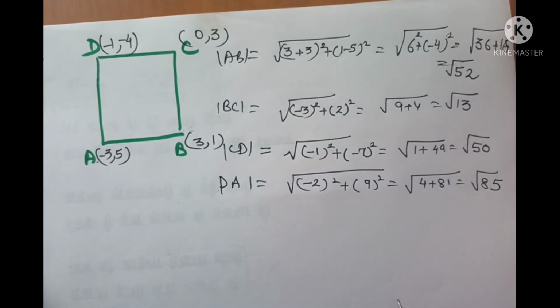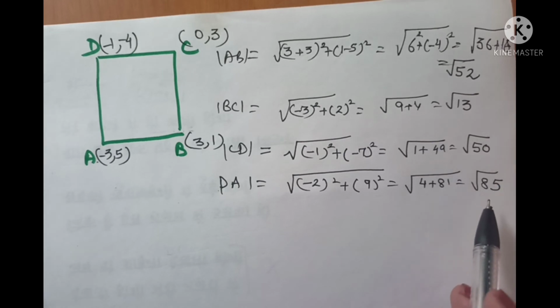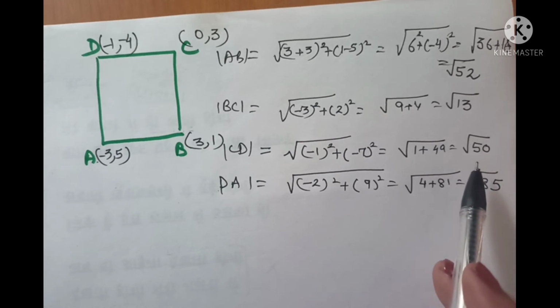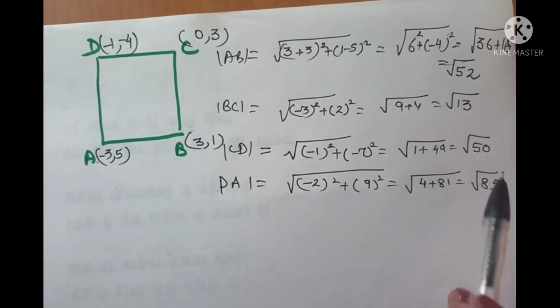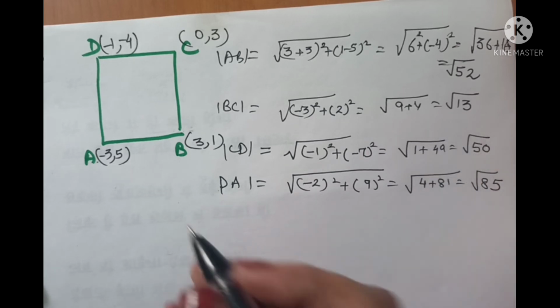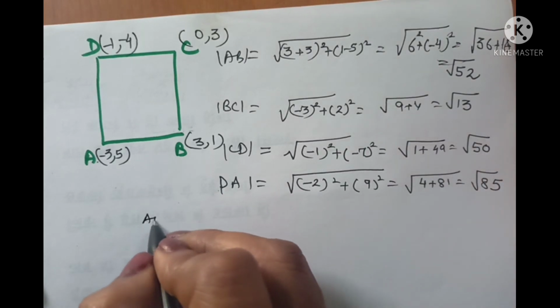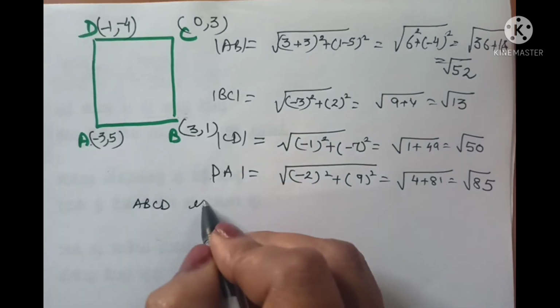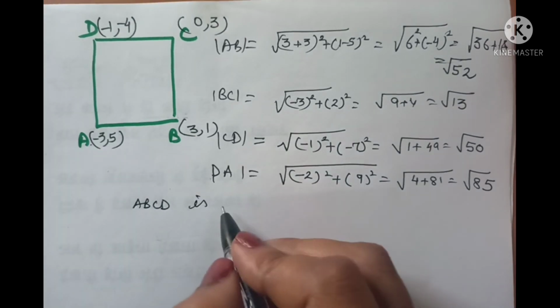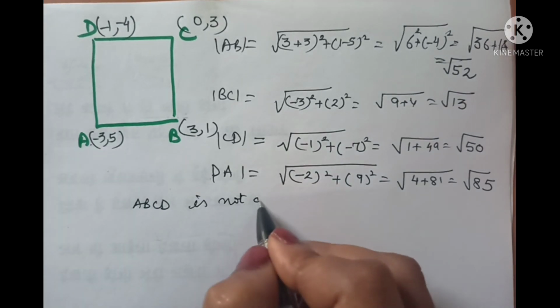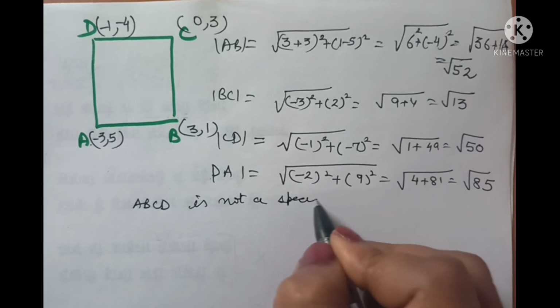Now see here, all of them are different. Root 50, root 85, root of 13 and root of 52. So all of these are different. So we can say that ABCD is not a special type of quadrilateral. But we have also to see.